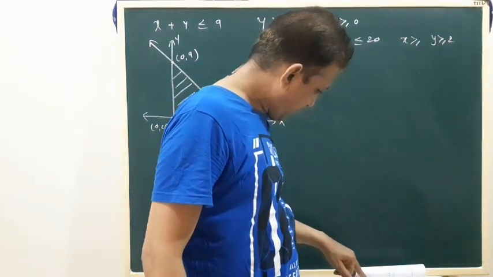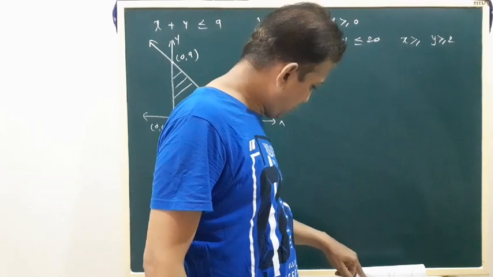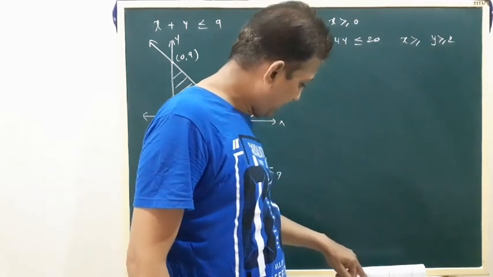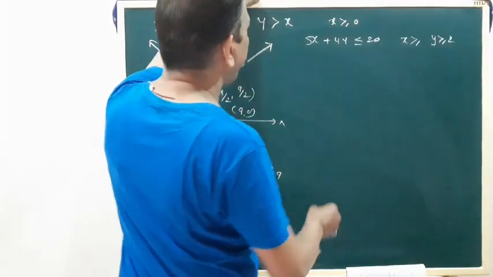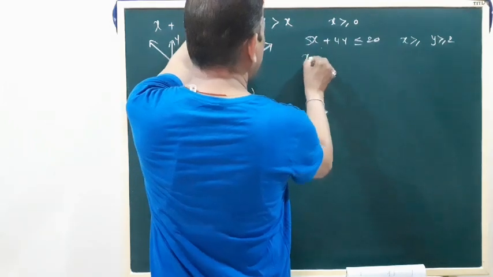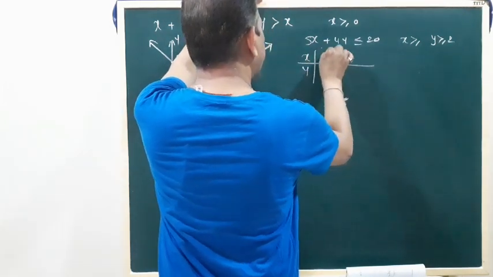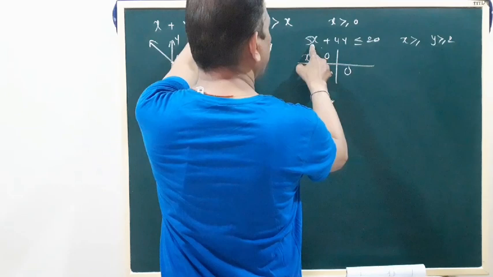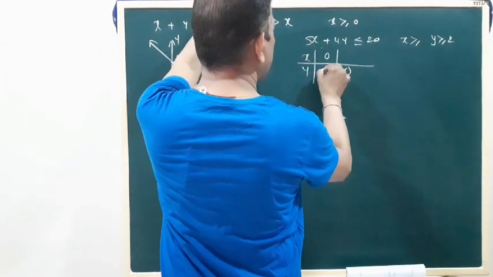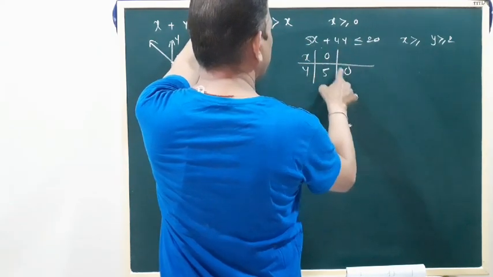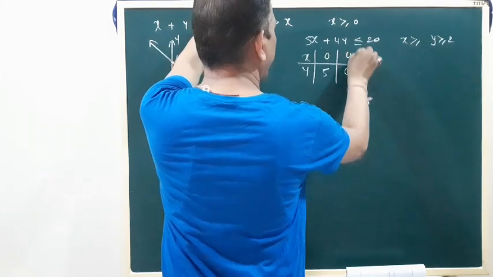5x plus 4y less than or equal to 20, x greater than or equal to 1, y greater than or equal to 2. Okay, only this one table. Put x equal to 0, so 4y equals 20, y equals 5. y equal to 0, 5x equals 20, x equals 4.